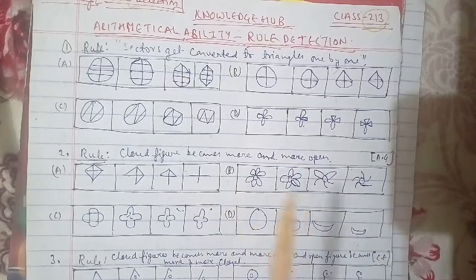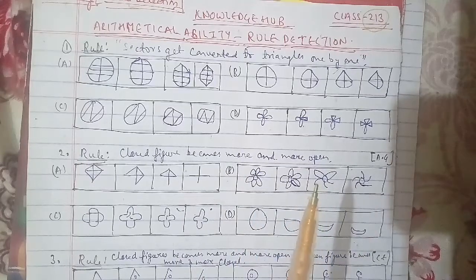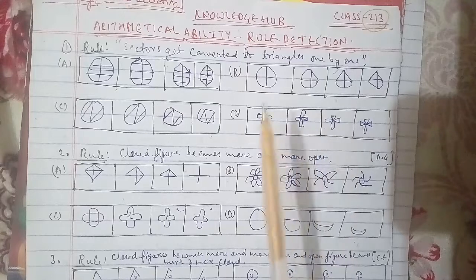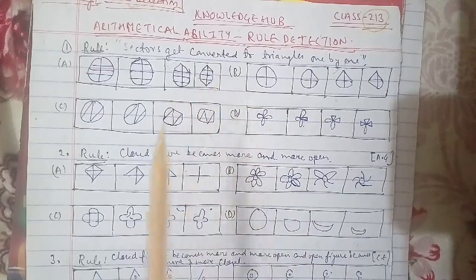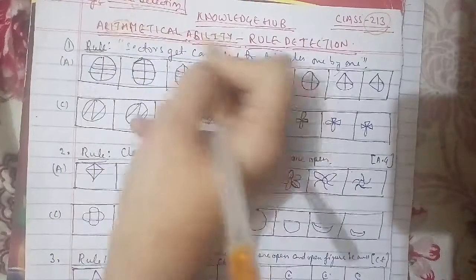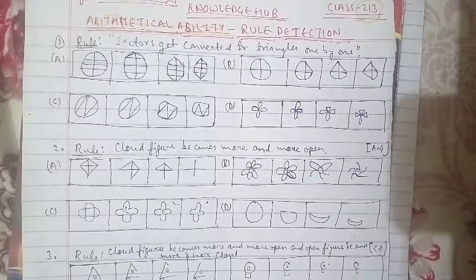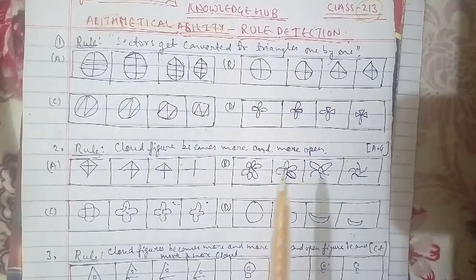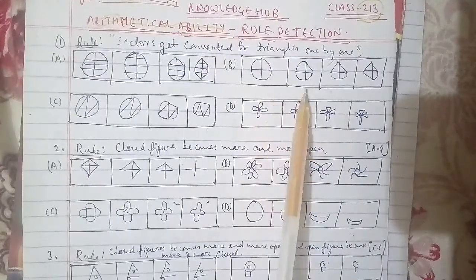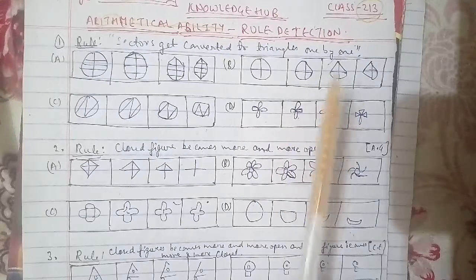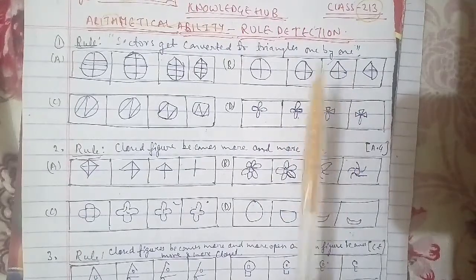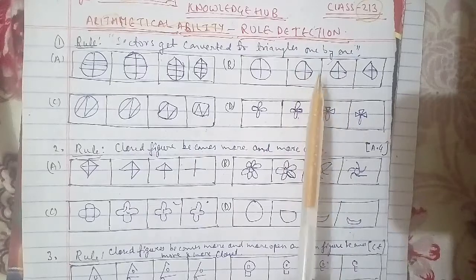So for rule detection, this is not arithmetical ability. I had written this is non-verbal reasoning, so that is what we have to cover. In this chapter, we will solve problems in which a particular rule is given and it is required to select from the given sets of figures a set of figures which obeys the rule and thus forms a series.